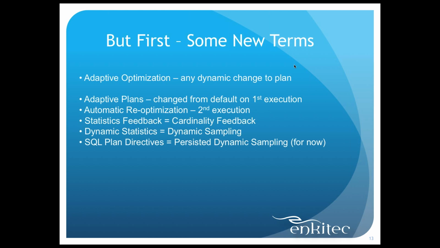It's called a SQL plan directive. What SQL plan directives are, at least in the first release of 12.1.0.1, is basically a persisted version of dynamic sampling. The intention is to add some other sorts of directives, but right now it's a persisted form of dynamic sampling. Just to help you keep the terms straight: statistics feedback and cardinality feedback, the names are similar. Dynamic statistics and dynamic sampling. Those two pairs should help you keep that straight in your brain. And SPDs is the same as PDSs, another little mnemonic.